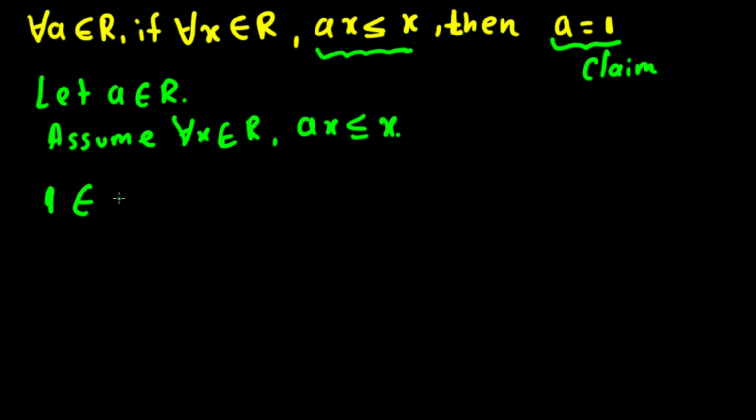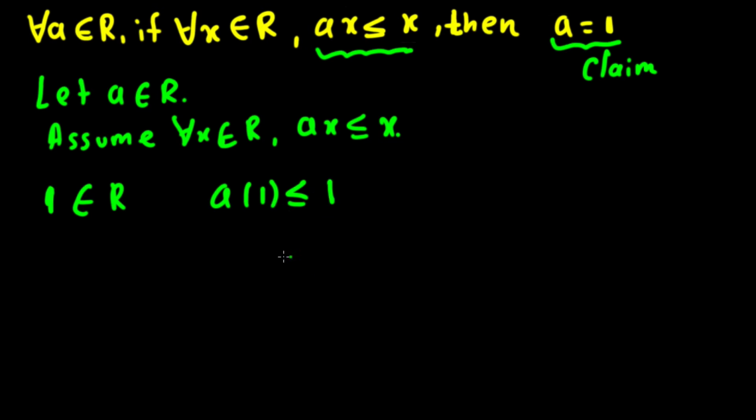If 1 belongs to real number, it means we know that a belongs to real number, so instead of a we plug 1 right here. Okay, for all x belongs to a real number, actually we have to plug it for this x, because we want to prove a is equal to 1, so we want to plug it for x. So this is going to be a times 1 is less than or equal to 1.